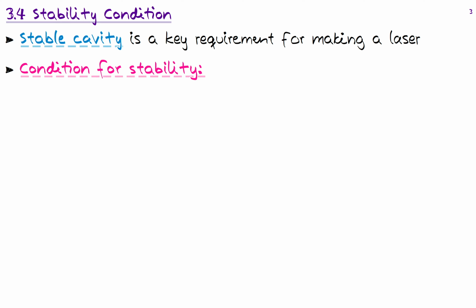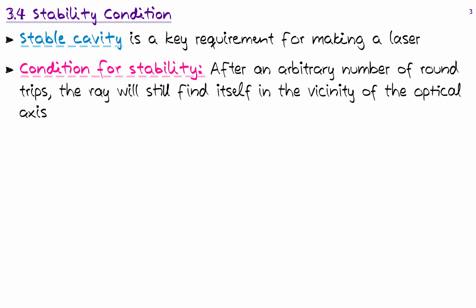And what are the conditions for stability? Well, after an arbitrary number of round trips, the rays of light still need to find themselves in the vicinity of the optical axis. Physically, this means we need light to remain guided inside the cavity. Rays of light need to bounce back and forth between the cavity mirrors in a repeatable manner, so that we can say the laser cavity is stable.